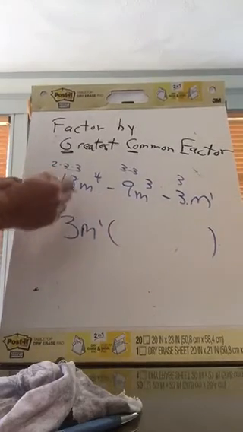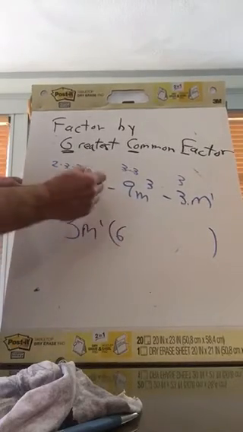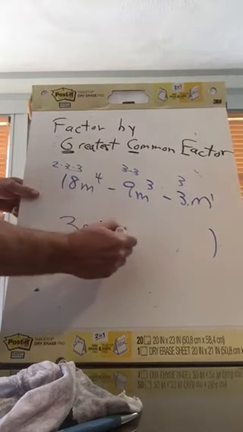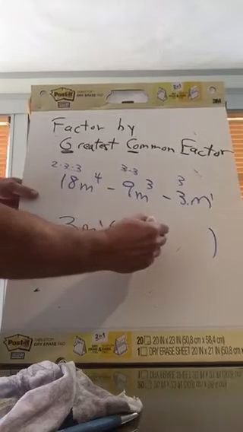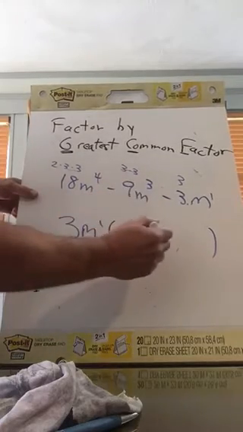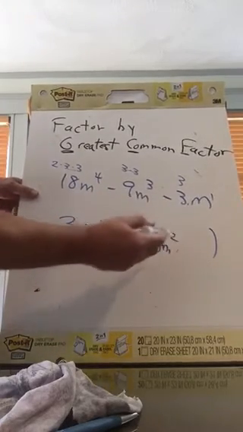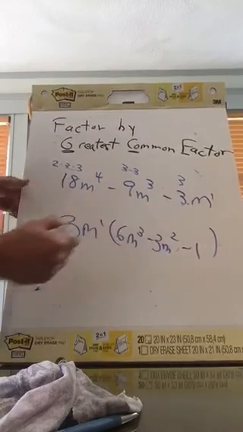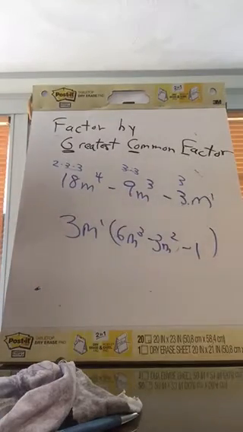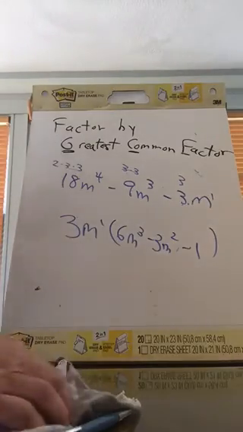Then we divide. 18 divided by 3 is 6. Subtract exponents. 4 minus 1 is 3. Divide and you get negative 3. Subtract exponents. 3 minus 1 is 2. And then negative 3 divided by 3 is negative 1. M to 1 divided by n to 1, it's m to 0. They cancel. That's it.